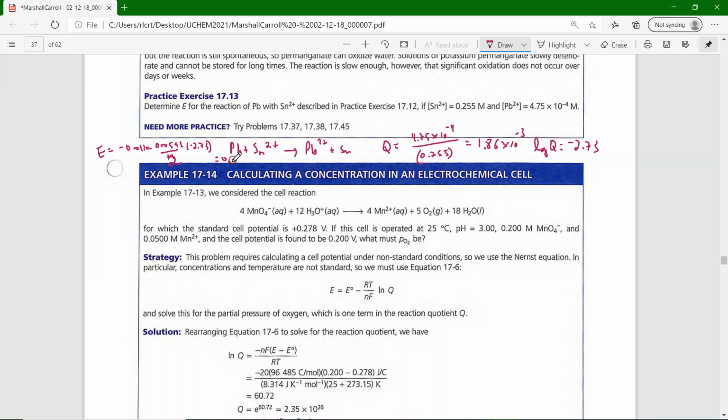Now, do you notice something here? It was negative. The standard cell voltage, also loosely called cell potential, is minus 0.011, saying that it's non-spontaneous. But if I make the lead ion small, like really small, then I've managed to shift the spontaneity so it is going to the right-hand side.